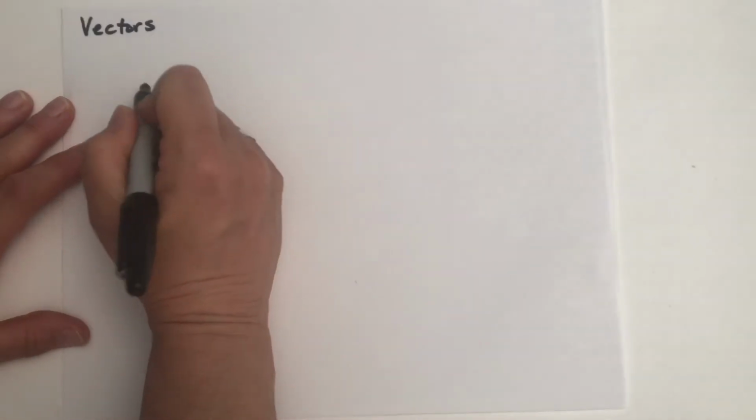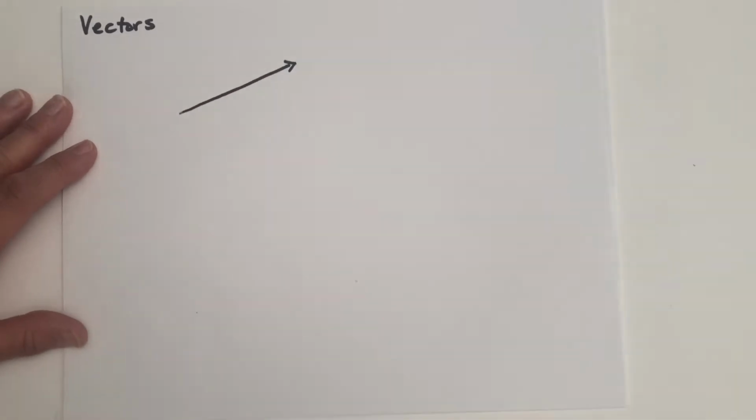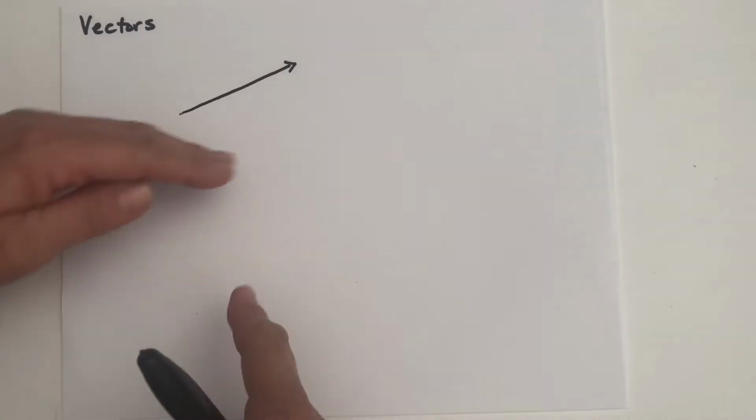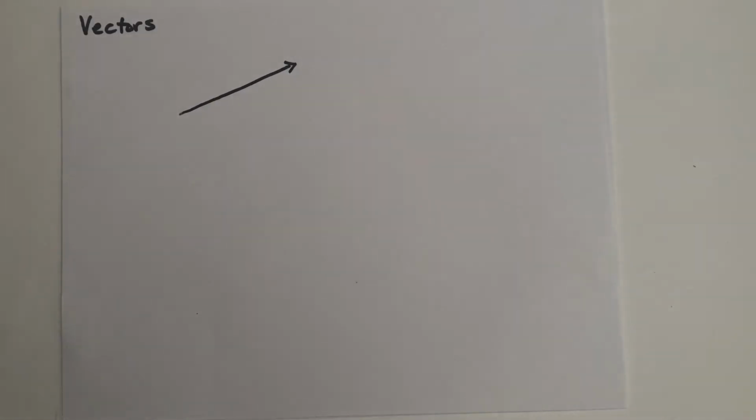Recall that vectors are used to represent quantities that have both a magnitude and a direction. So we saw that we can use a directed line segment. The length of that line segment will represent the magnitude, and you can see its direction. It's pointing a certain direction. We want to be able to represent a vector with its components. In 2 dimensions, it will have a vertical component and a horizontal component.